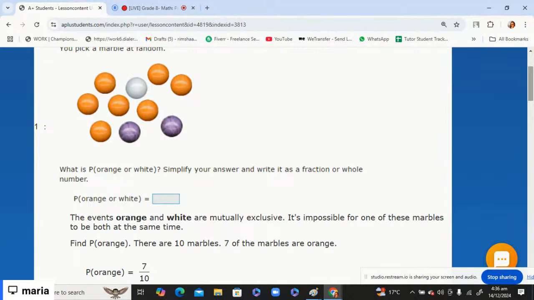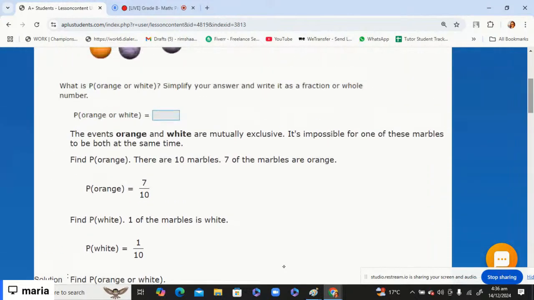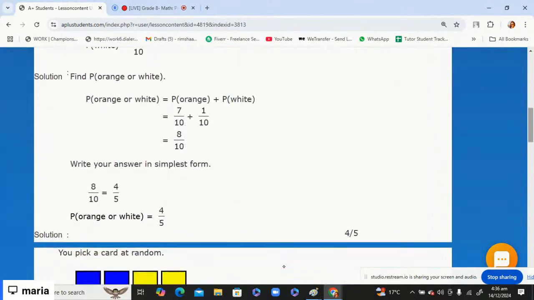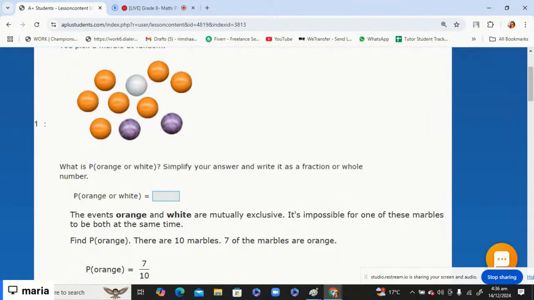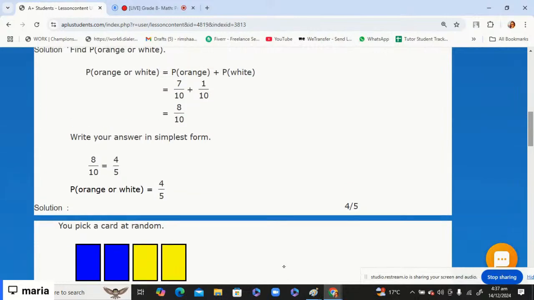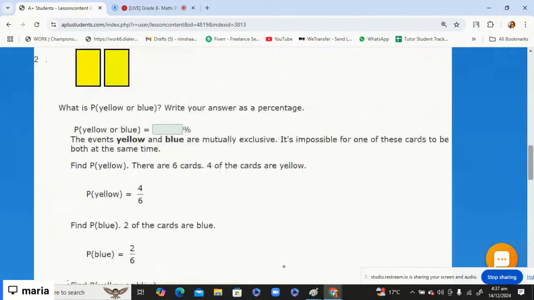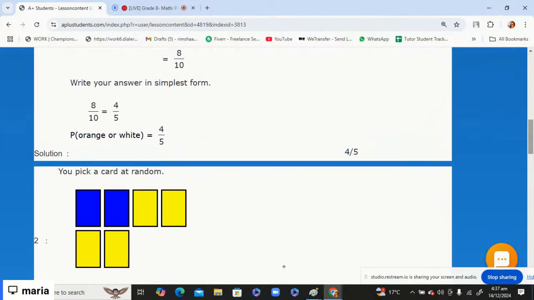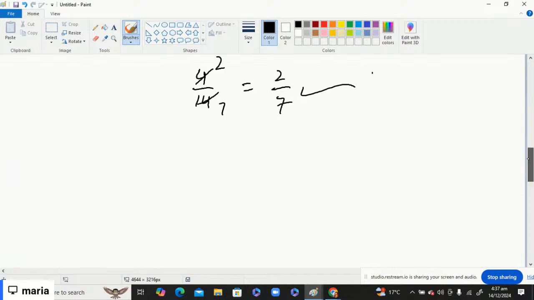What is the probability of white? How many total balls? That is 10. And how many are white? Only 1. So it's 1 by 10. Now, for finding the probability of orange or white, what is the meaning of or here? Or means you're going to add up. This is the meaning of or. For example, I'm going to draw some cards here.